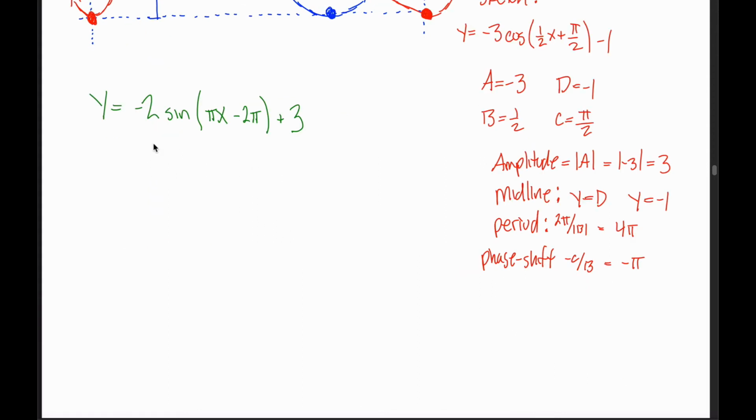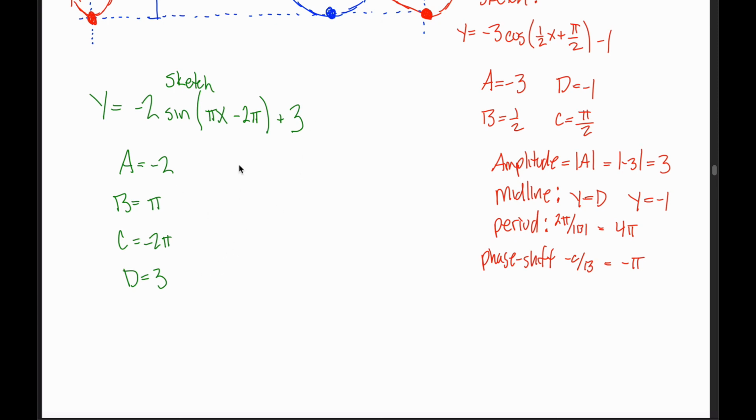Let's run through one more example to really make sure that this is all making sense. Suppose you were asked to sketch this graph. What I'd want you to do first is recognize A, B, C, and D. A is -2, B is positive pi, C is -2 pi, and D is positive 3. And that comes from this constant, this constant, this constant, and this constant.